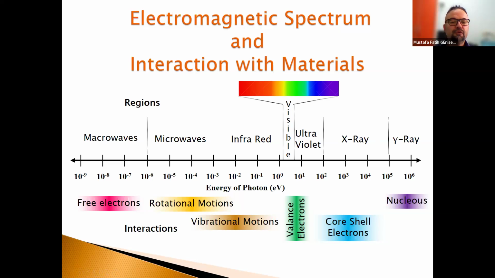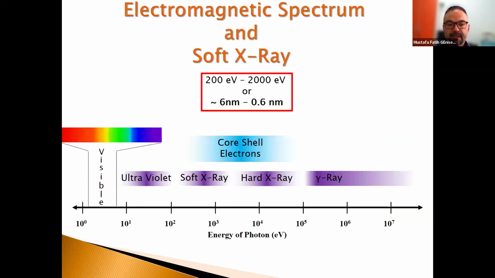As you see, there is no soft or hard X-ray here. But when we look closely at the high energy part, X-ray is divided into soft X-ray and hard X-ray. Soft X-rays are X-rays with lower energy and longer wavelength, and hard X-rays have higher energy and shorter wavelength. But in the end, from the interaction point of view, both of them interact with the core shell electrons.